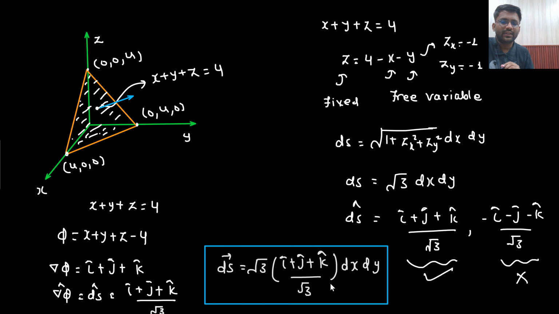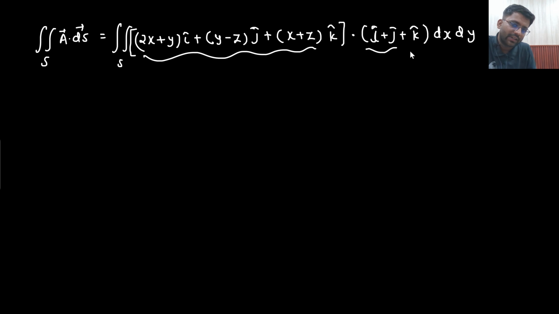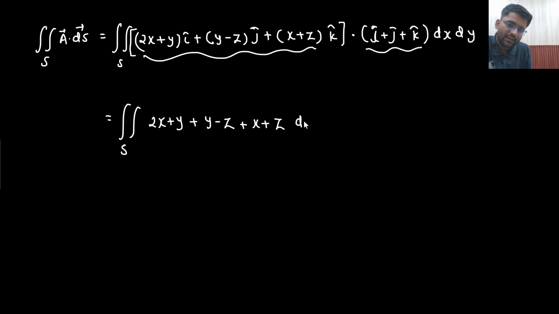What is your dS vector? So dS vector is i cap plus j cap plus k cap dx dy. So between this vector and this vector I need to do the dot product. So what will I get? i cap will be multiplied with i cap, so 2x plus y multiplied with 1, 2x plus y. y minus z multiplied with 1, y minus z. x plus z multiplied with 1, x plus z. dx dy.